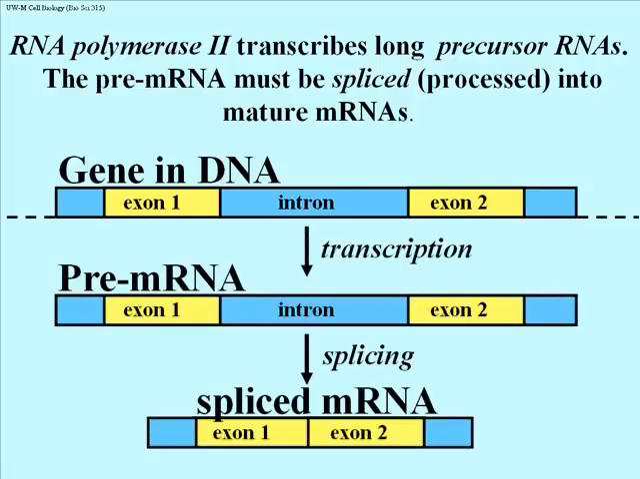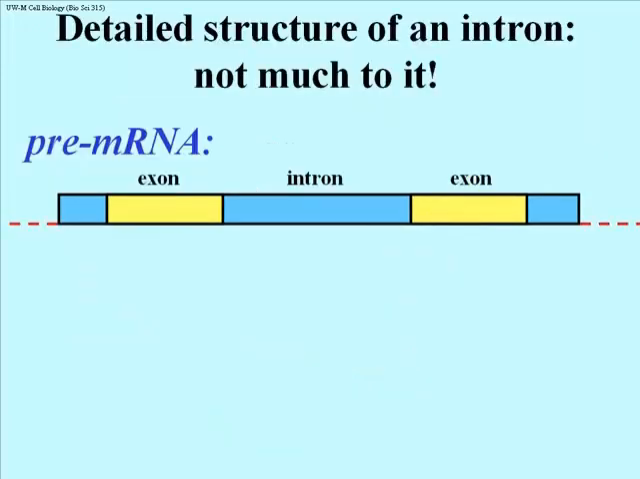After transcription of the pre-message, complete with all the introns and exons, the introns are removed by splicing, a process analogous to how film directors cut out unwanted parts of a movie and splice together the scenes that will be in the final production. After cloning many split genes and studying their intron-exon structure, it turns out that there's not much to the structure of an intron to explain how it's removed from the pre-mRNA.